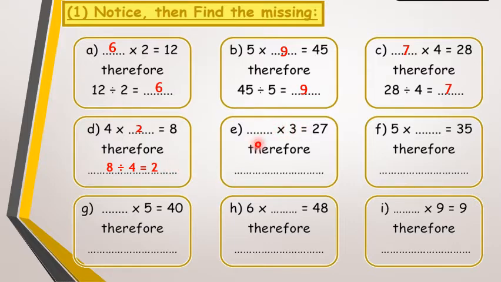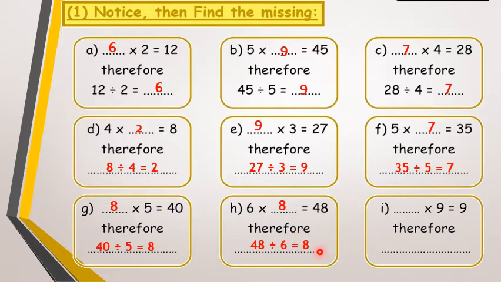So here, what you have multiplied by 3 gives you 27. Search in table 3 for what gives you 27. It will be 9. So this means that 27 divided by 3 will be 9. 5 by what gives you 35? It's 5 by 7. So therefore, 35 divided by 5 will be 7. 5 by what gives you 40? It will be 8. So therefore, 40 divided by 5 will be 8. 6 by what gives you 48? It's 6 by 8. So it means that 48 divided by 6 will be 8.